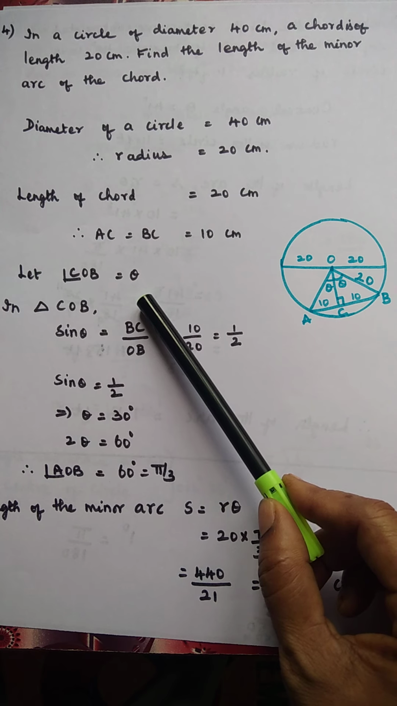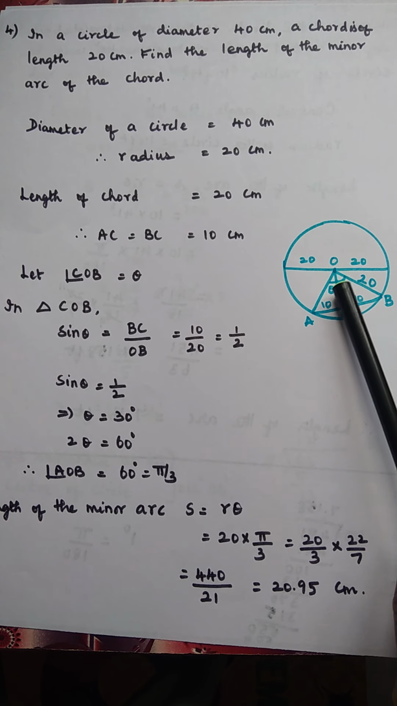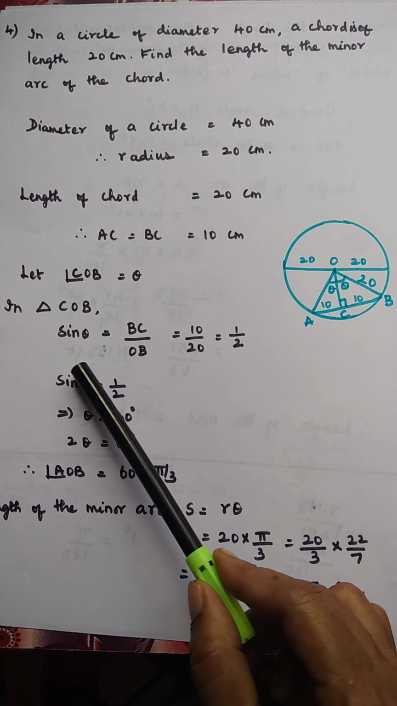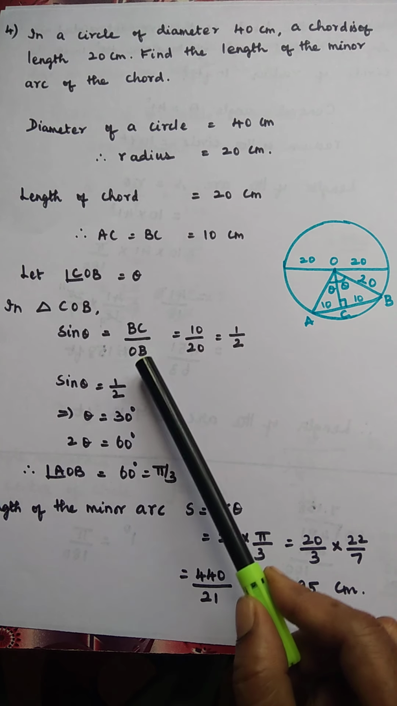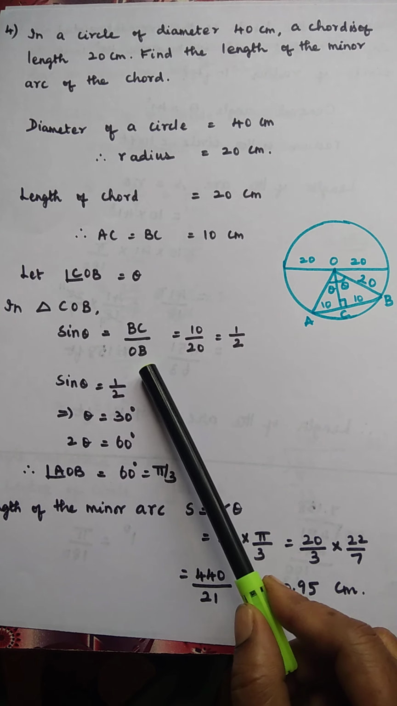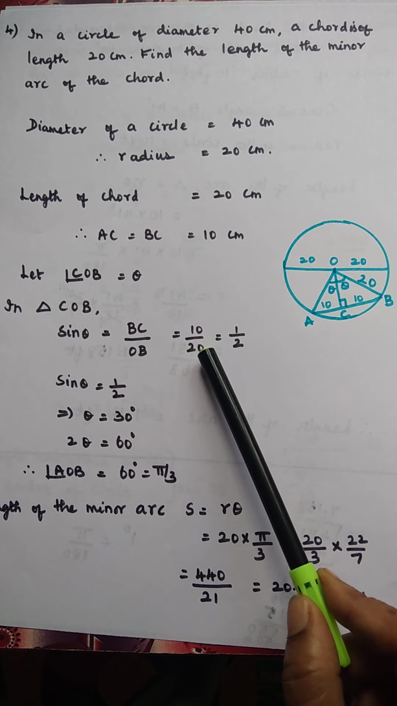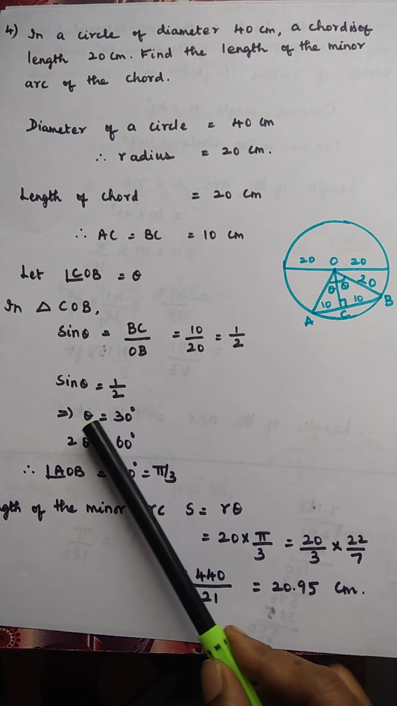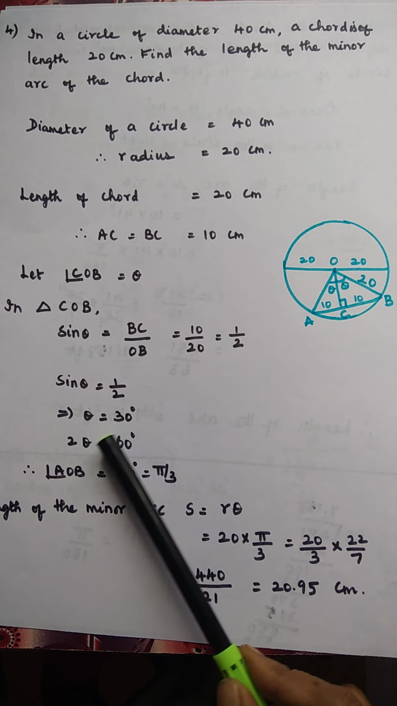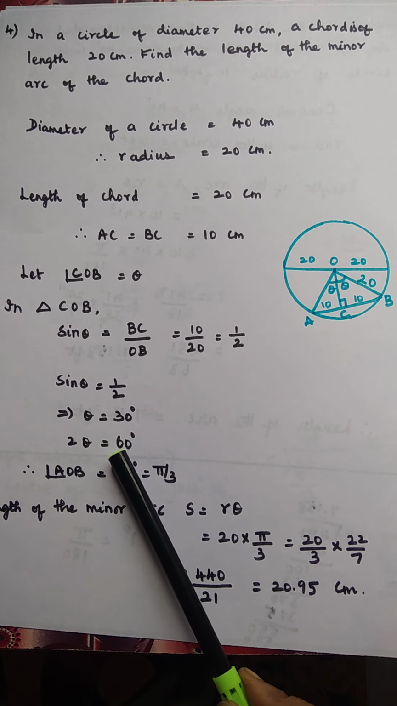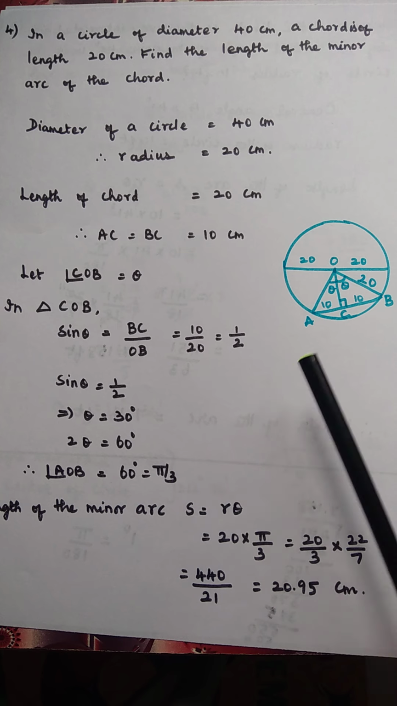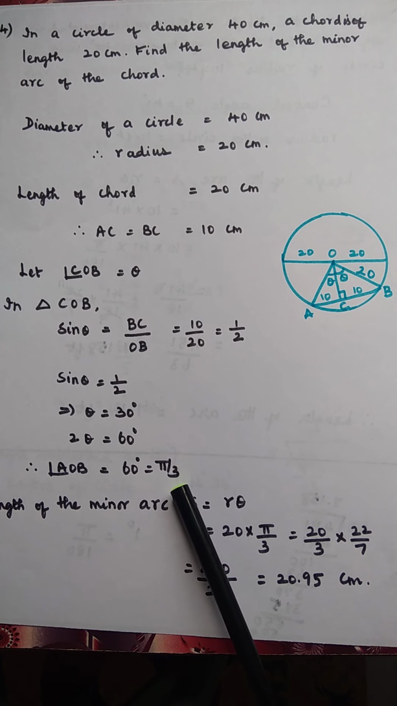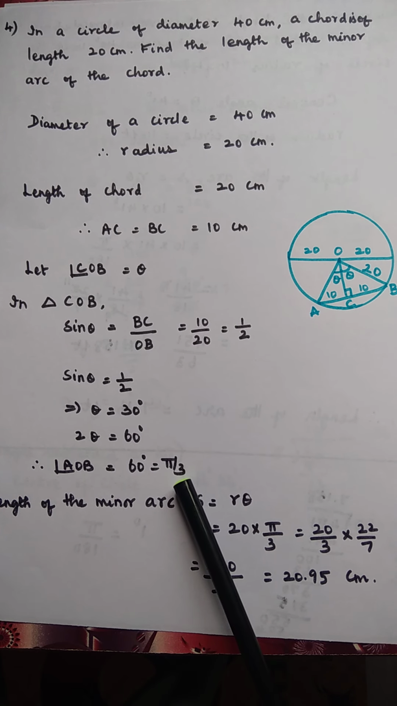Angle COB is theta. In triangle COB, with respect to theta the opposite side is 10. The hypotenuse we know is 20. So we can write sin theta is equal to BC by OB, opposite by hypotenuse, equal to 10 by 20. Zeros can be cancelled, 1 by 2. Sin theta equal to 1 by 2, so theta is equal to 30 degree. So 2 theta is 2 into 30, 60 degree. Therefore, angle AOB, which is 2 theta, equal to 60 degree. Converting into radian, pi by 3.